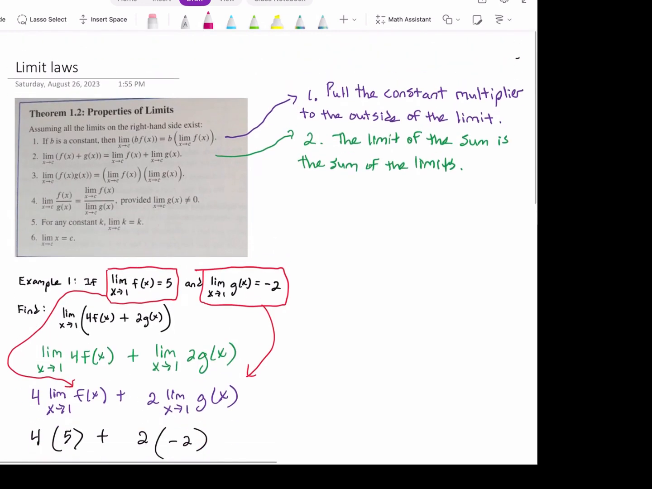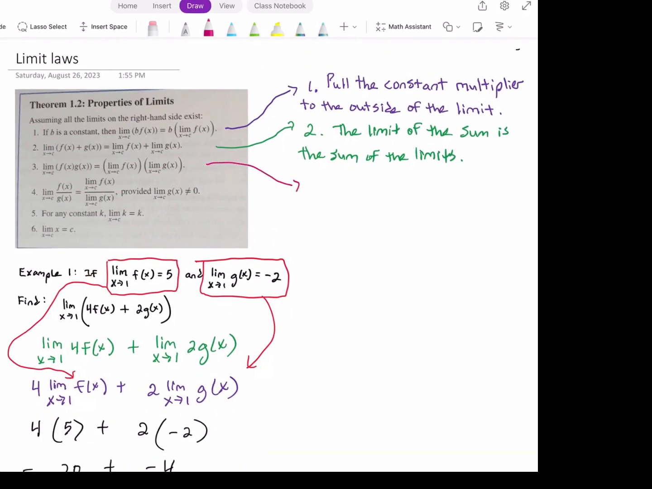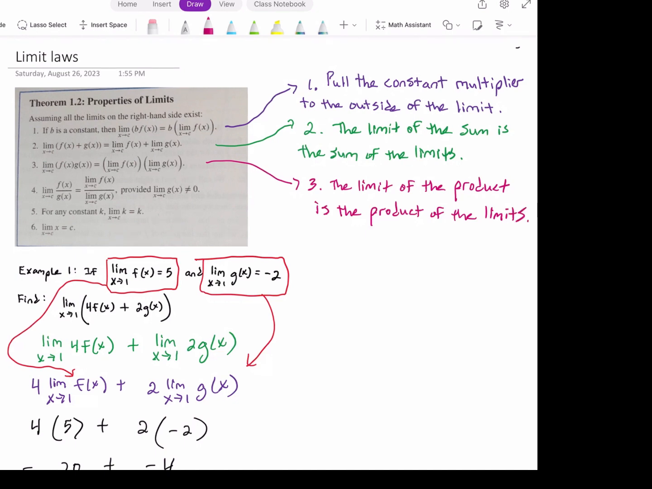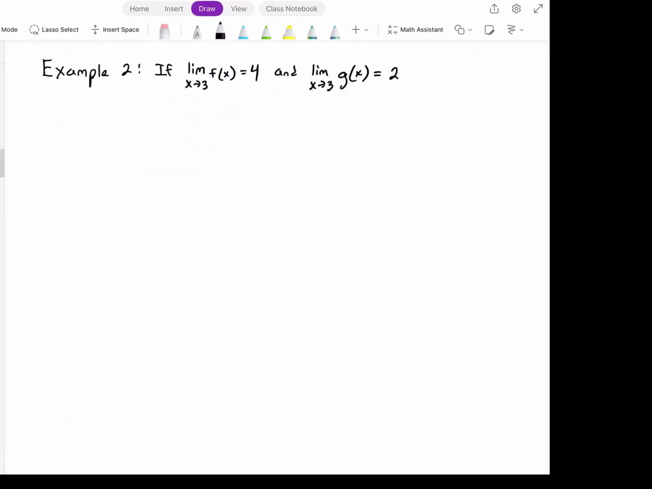Let's look at the third limit law. The limit of the product is the product of the limits. Therefore, what we can do is apply the limit to each of the products separately. Let's look at another example. In this problem, we need to find the limit as x goes to 3 of 6 times the product of f of x and g of x.